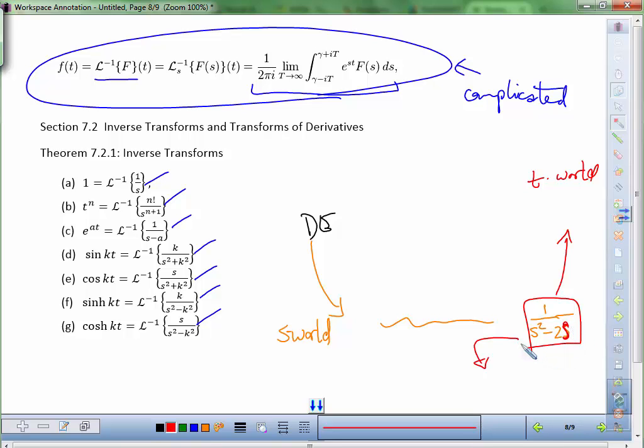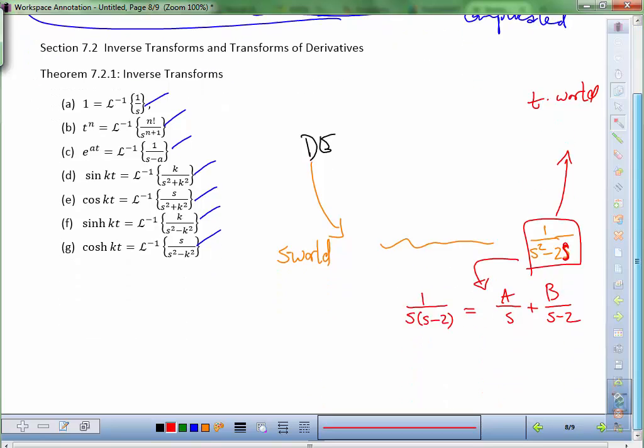Now, because it looks like this, what you're going to have to do is maybe factor out an S, and then do some partial fractions. I don't know this off the top of my head, so I'll just put A and B. And because the transformation was a linear transformation, these things can be treated separately. So I have my A over S as just being this thing, and this is my F of S.